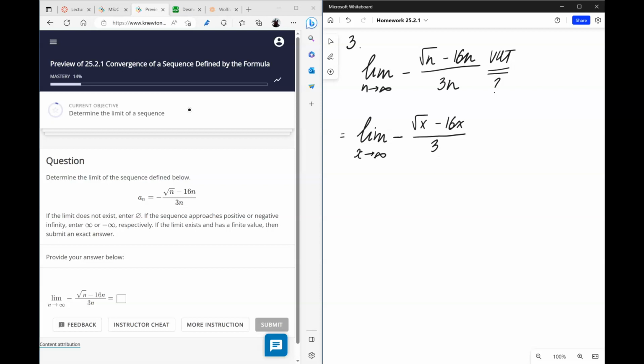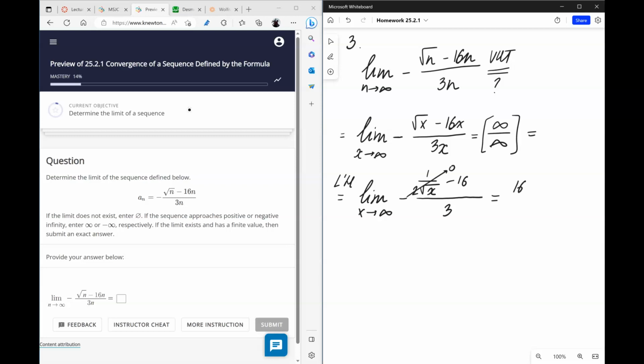And here, let's just go with L'Hopital's rule again. It seems like we have negative infinity, so we just have infinity over infinity, although this is just a rational function with the element of a radical function, but L'Hopital's rule would be the easiest way to find the limit. And now this goes to 0 as x goes to infinity, and we end up with 16/3.